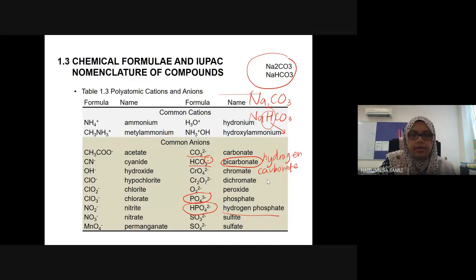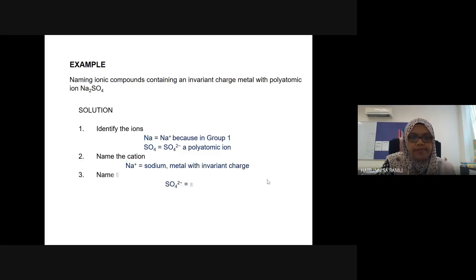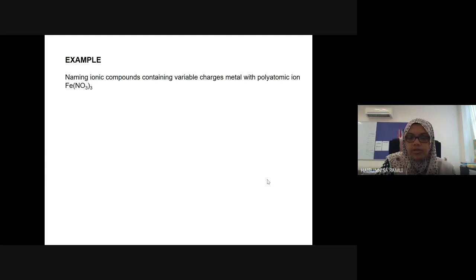So sebenarnya kita ada banyak lagi eh. So ni contoh lah ionic compound yang with polyatomic. So ini you tahu kan sebenarnya laju je lah eh. Sodium sulfate. Okay, kalau saya laju yang perlukan explanation, please interrupt me eh. Cakap je tak faham. Okay, so Fe(NO3)3.